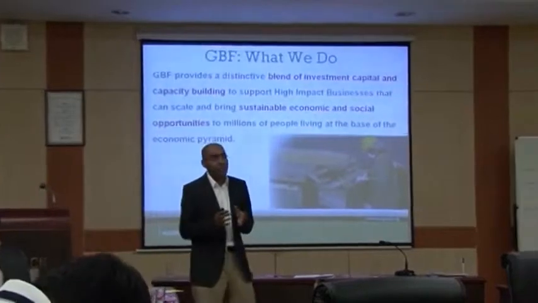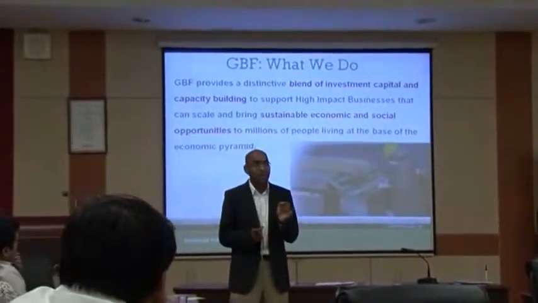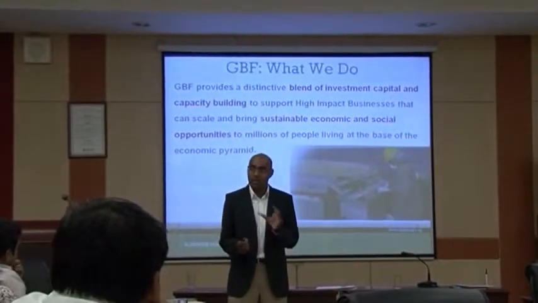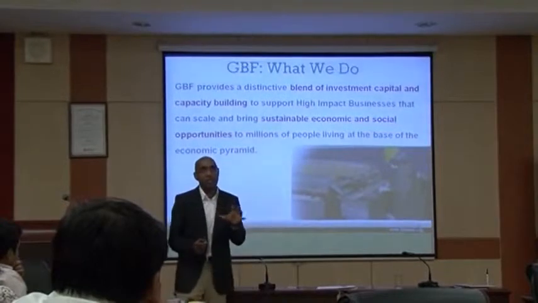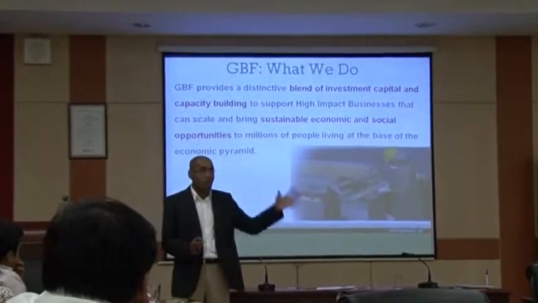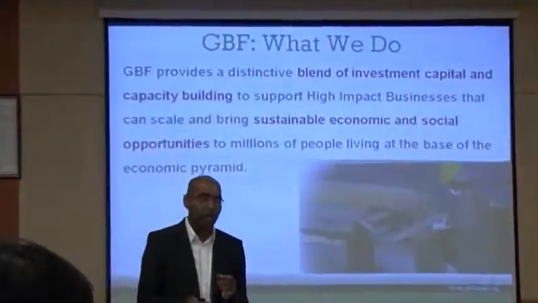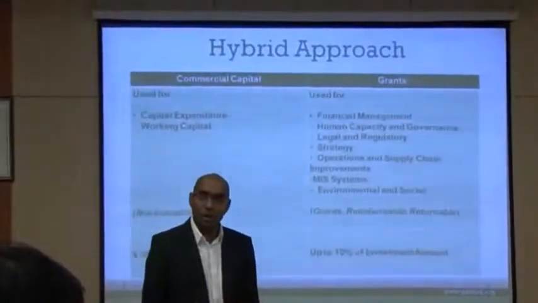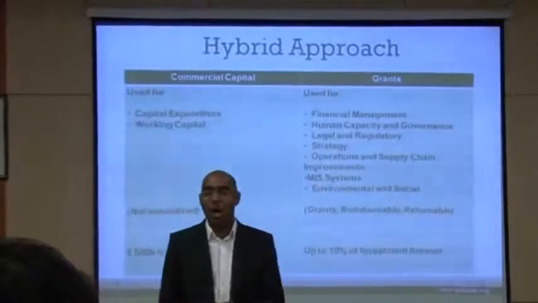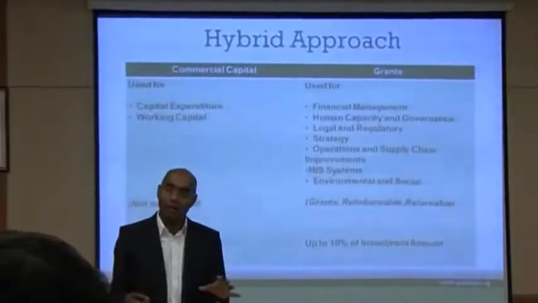And the objective is to invest in organizations that are providing sustainable economic or social opportunity to people at the bottom of the pyramid. That's the key objective out here. And that is the thesis out here, is to use a mixture of commercial and grant capital to help social businesses who are providing sustainable economic opportunity. So what is this hybrid model that we keep hearing about in terms of GBF? The GBF has this hybrid model. Our model is to use both, as I said, investment and grant capital.